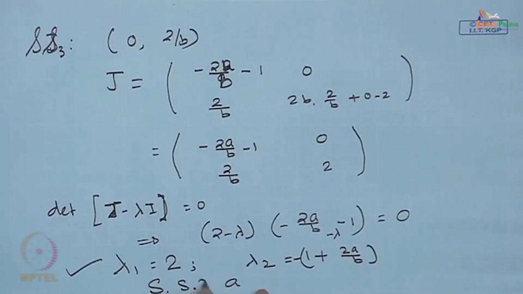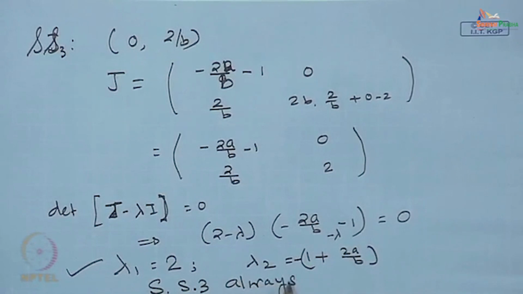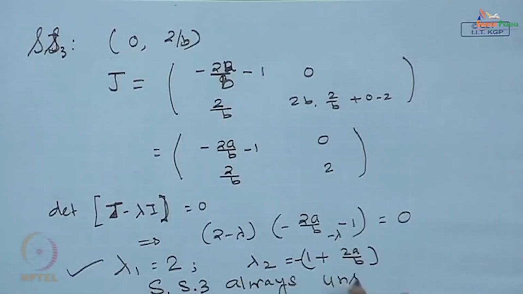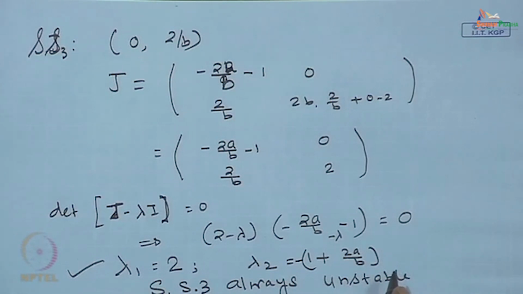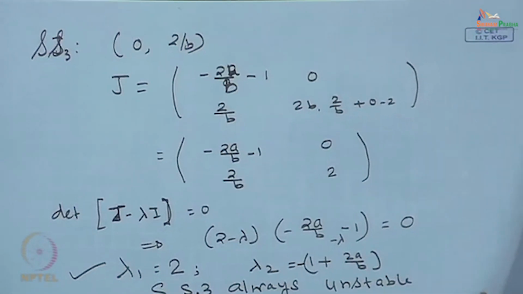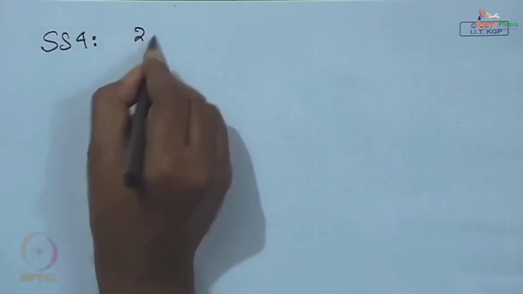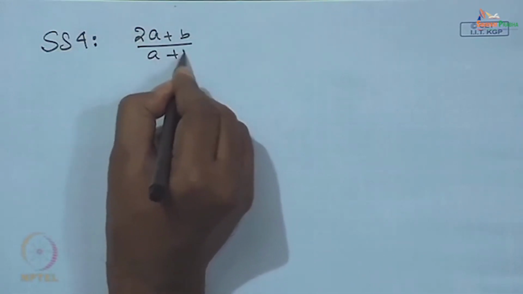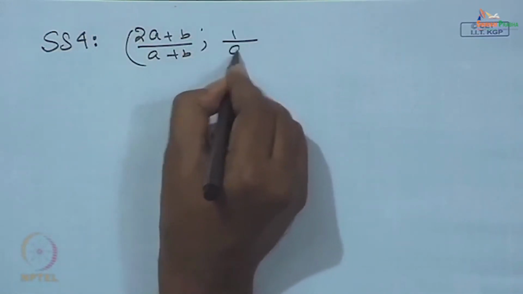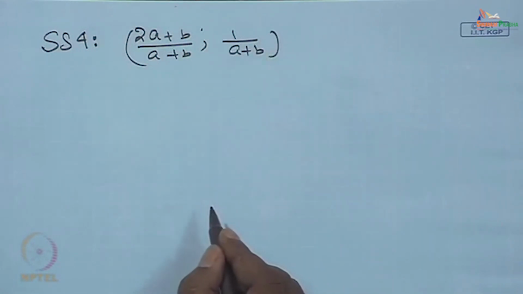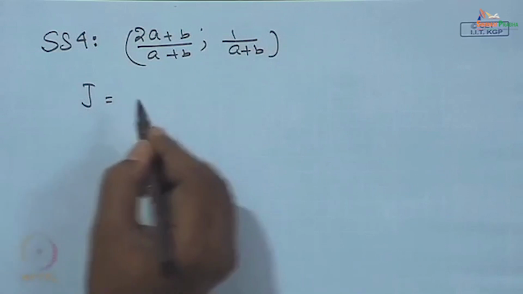Steady state 3 is always unstable. So, likewise, we can evaluate steady state 4 as well. Steady state 4 becomes the complicated one. So, SS 4 is 2a plus b divided by a plus b, and 1 over a plus b. So, therefore, we evaluate the Jacobian matrix at this.